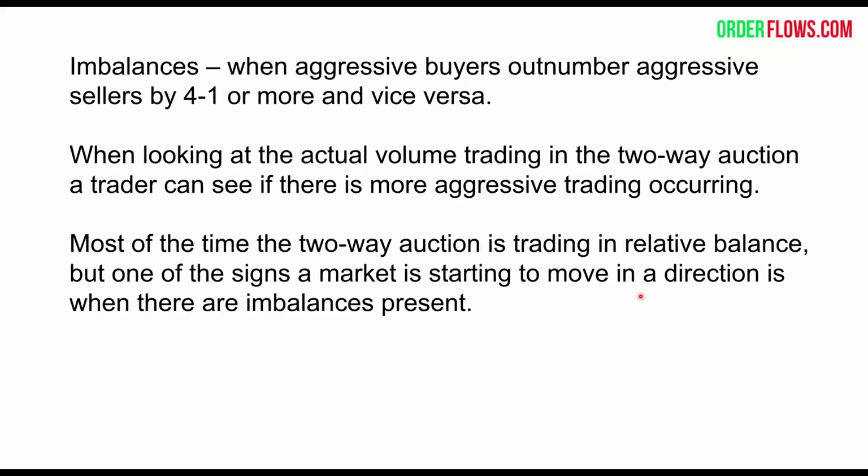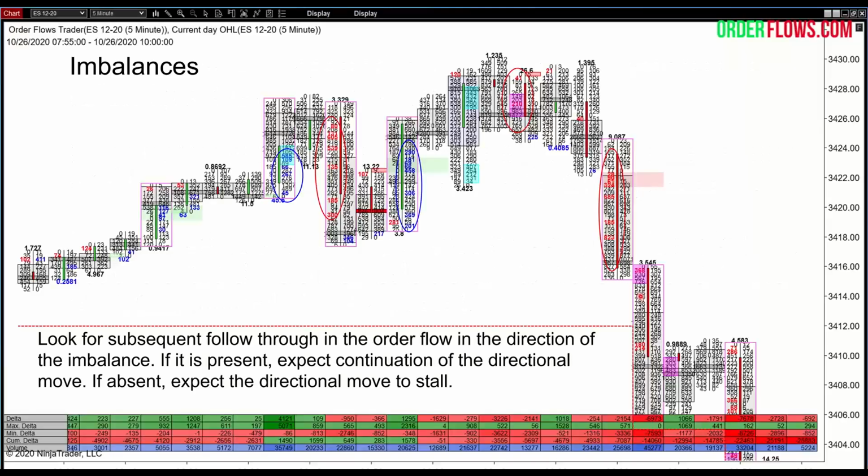Most of the time, the two-way auction is trading in relative balance. But one of the signs of a market starting to move in a direction is when there are imbalances present. So, for example, again, this is yesterday, cash open. We got a big dump of orders coming in because it's cash open. It's Monday, so I'm not too concerned with the first few bars generally of the cash open. But we got some buying imbalances there. I won't overlook that. Can't just say it didn't happen, because it did happen. But the market doesn't go anywhere. Two bars later, a bar with a lot of selling imbalances. But then the next bar doesn't go anywhere.